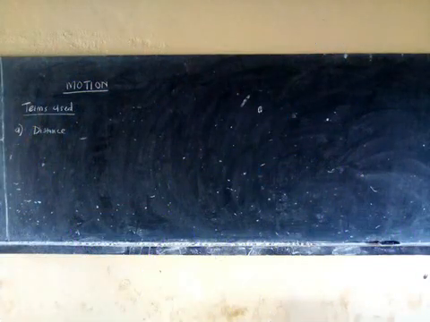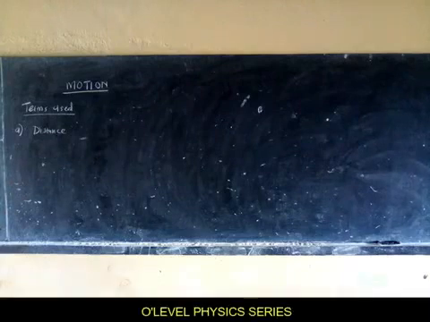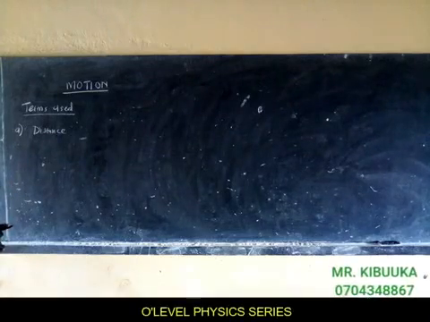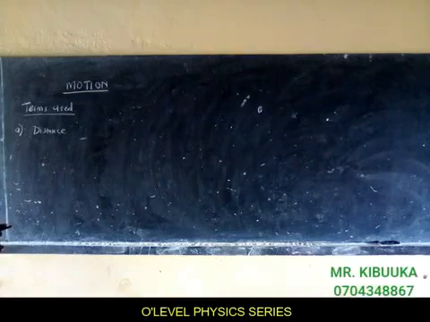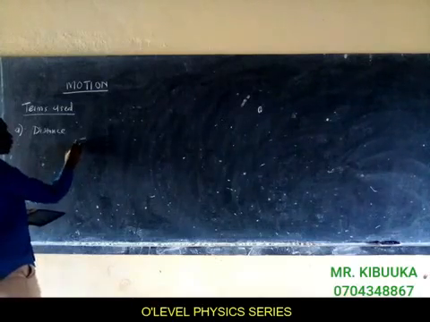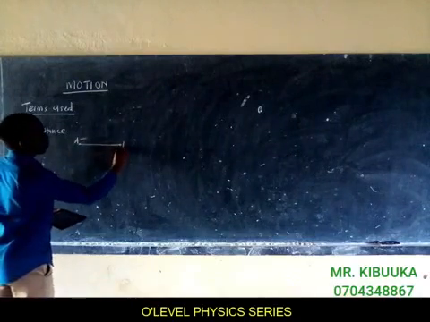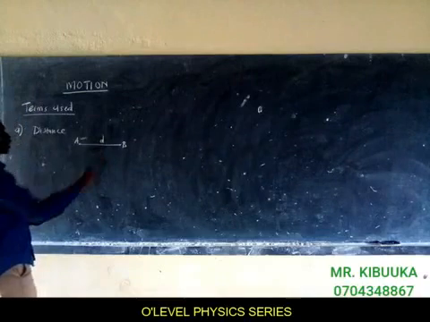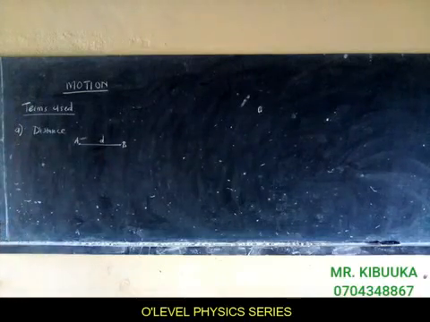Learning about motion. Under motion, there are various terms used. Number one, we have distance. When I speak of distance, what comes to mind? Distance, by definition, refers to the length between two fixed points. If you have the points A and B, the length between points A and B defines distance. Therefore, distance refers to the length between two fixed points.